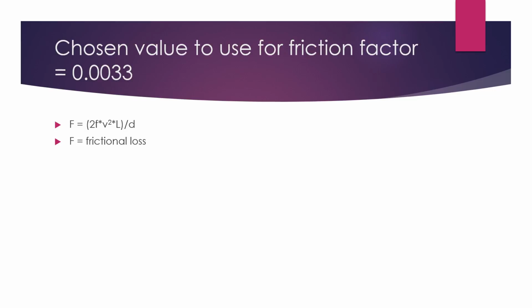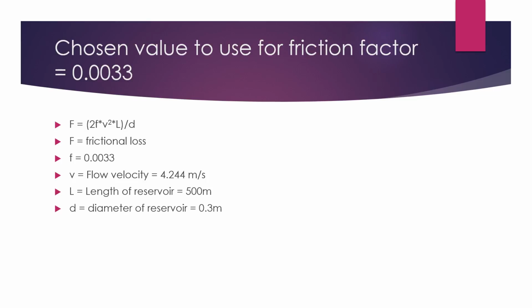To calculate the frictional loss, we use the formula 2F multiplied by V squared multiplied by L divided by D, with F being the friction factor coefficient, V being the flow velocity, which is previously calculated, L being the length of the reservoir given to us as 500 meters, divided by the diameter of the reservoir, to give us a frictional loss of 198.13 joules per kilogram.